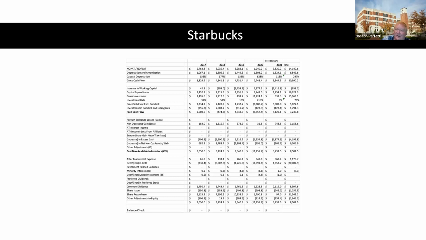In 2020, Starbucks spent a huge amount of CapEx relative to depreciation. In 2021, it went from 600% to 100%. Now at 115%, I'm kind of close to my depreciation. Why might Starbucks not be wanting to grow so much in 2021? What are they really telling you about 2022?